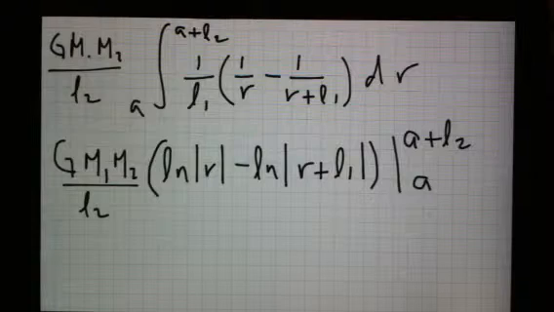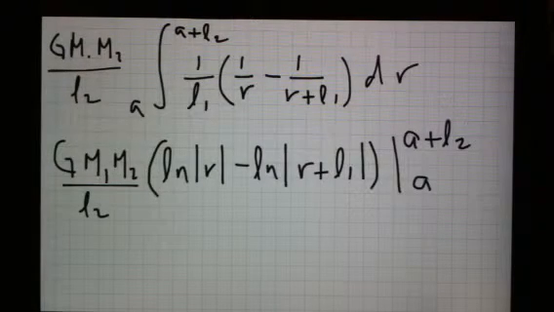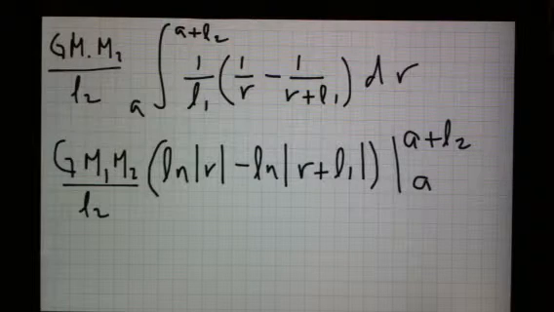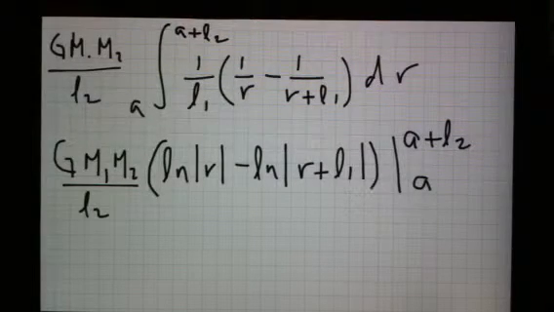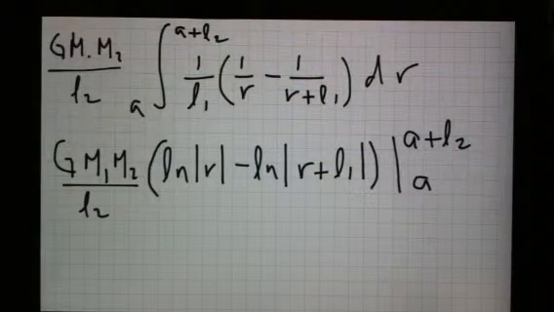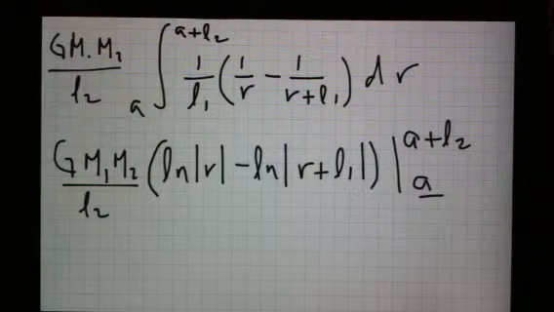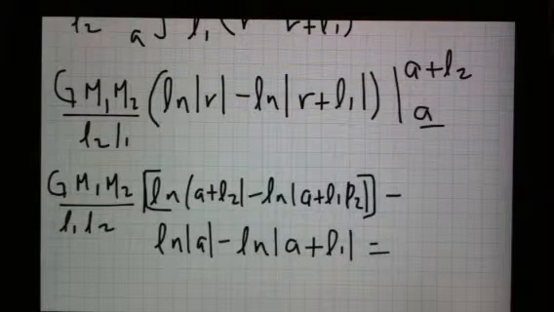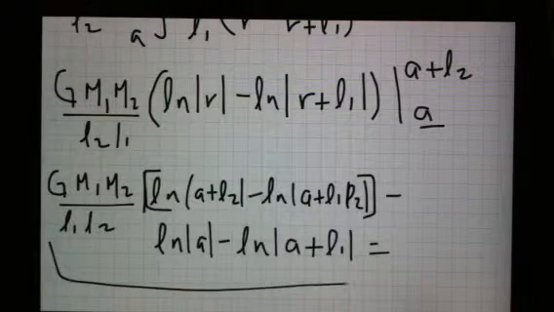So once I integrate it, I end up with G times mass 1 times mass 2 divided by the length of rod number 2 times the absolute value of ln of R minus the absolute value of ln of R plus L1, evaluated from A to A plus L2. Once I evaluate with my limits, this is what my equation looks like.